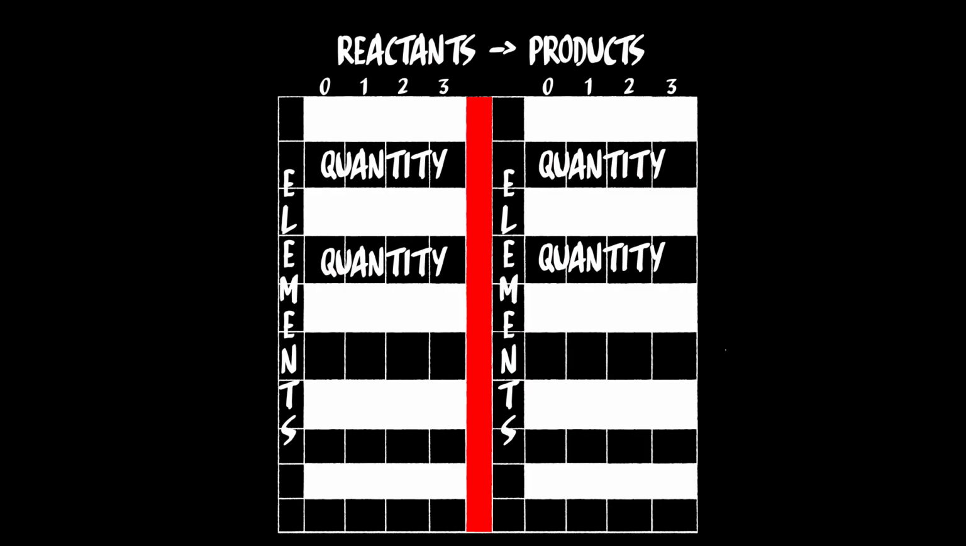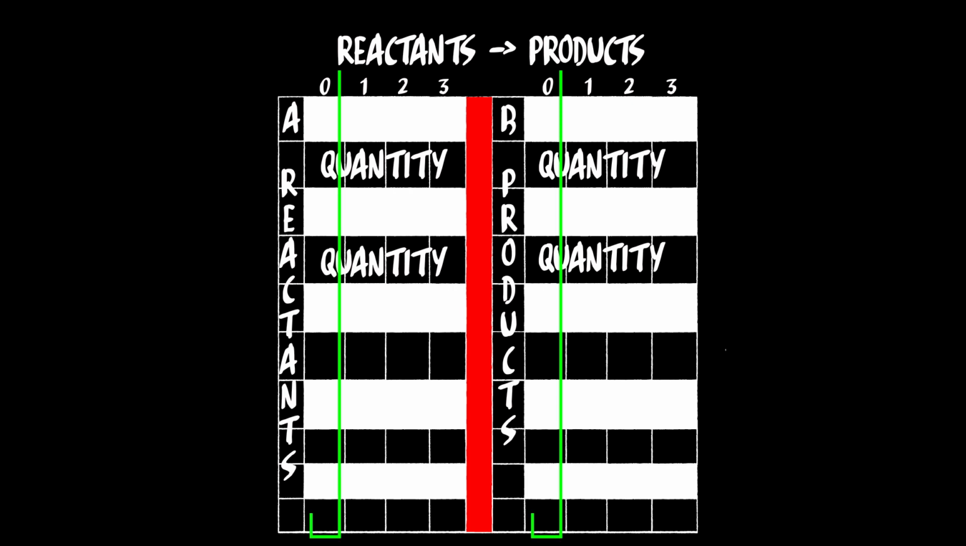You simply have to list all your elements in the beginning columns, Column A and Column B. Column A will represent all your elements on the reactant side. Column B will represent all the elements on the product side. Column 0 will give you where you stand initially. That's the number of elements that you have present in the reactant before you get started.